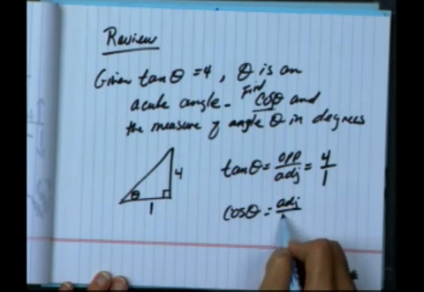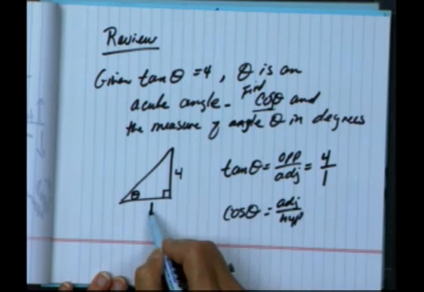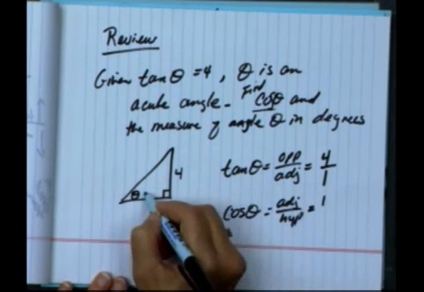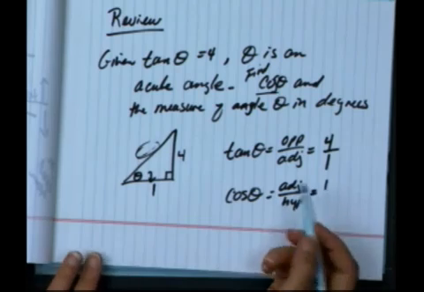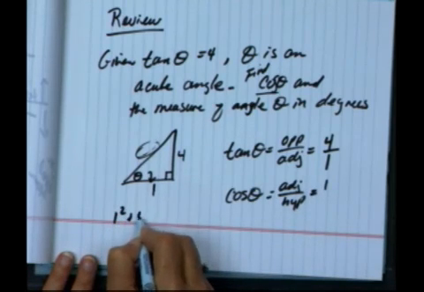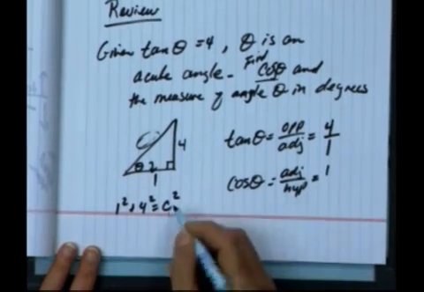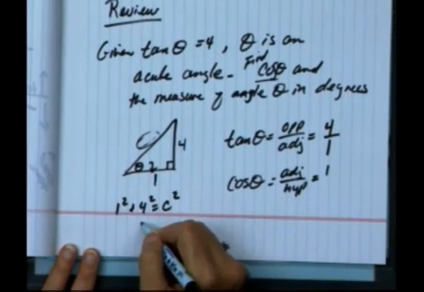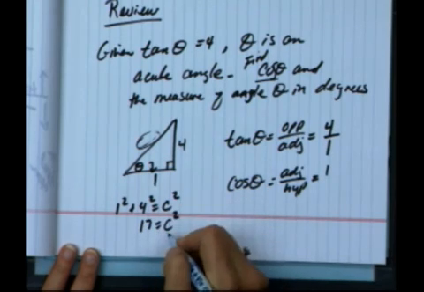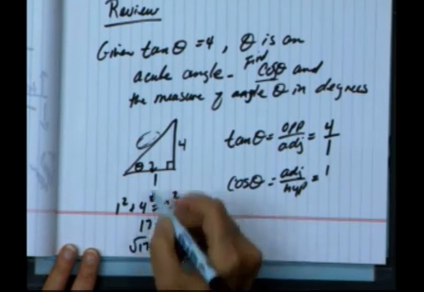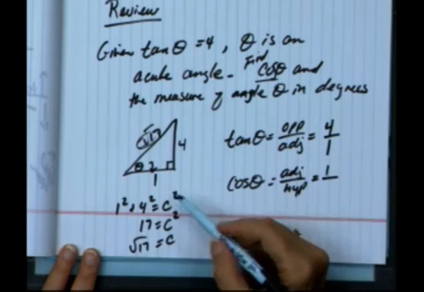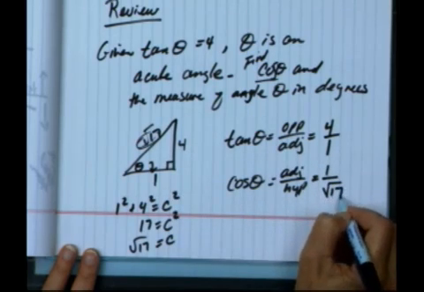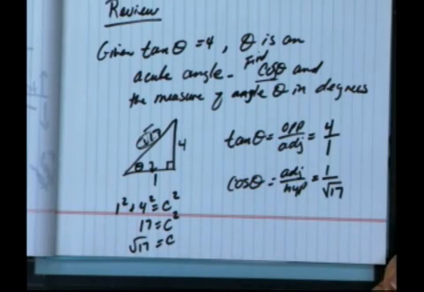Adjacent over hypotenuse. The adjacent we can write as 1. This is adjacent to that angle theta. How do you find the hypotenuse, everybody? Good old Pythagorean theorem. 1 squared plus 4 squared equals c squared. 1 plus 16 is 17 equals c squared. So c is the square root of 17. So the cosine for this angle is 1 over square root of 17. You don't need to rationalize denominators or anything. Just leave it like that.